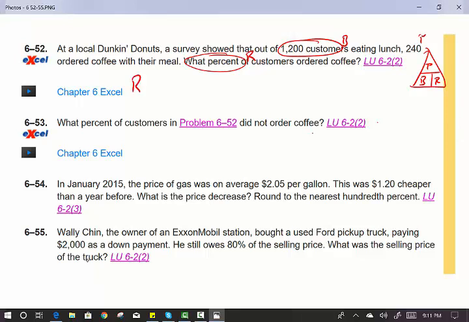Well, rate is equal to part divided by base. And the part is 240, and the base is 1,200. So in the calculator, 240 divided by 1,200 is going to give me a decimal value of 0.2, and I'm going to move my decimal point 2 places to the right to give me 20%. So now 20% of the customers at Dunkin' Donuts out of the 1,200 ordered coffee. 20% of them did.